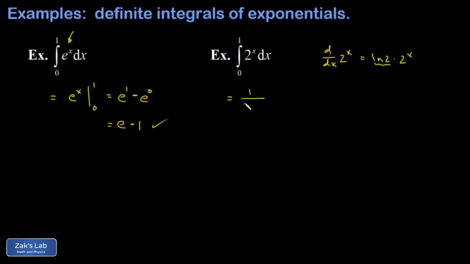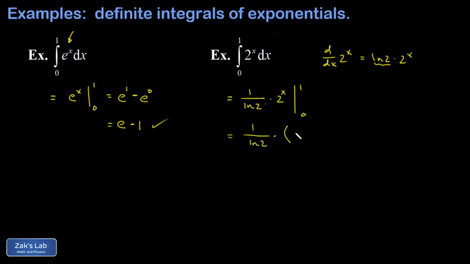So the antiderivative of 2 to the x is 1 over natural log 2 times 2 to the x. Because when I differentiate, that 2 to the x term is going to produce a factor of natural log 2 and cancel the one that I prepped out in front. Then I evaluate from 0 to 1.